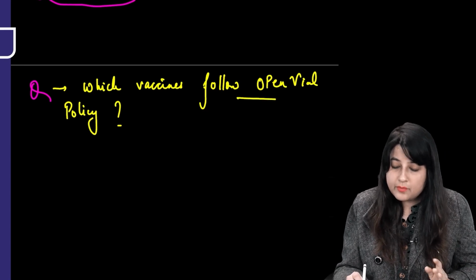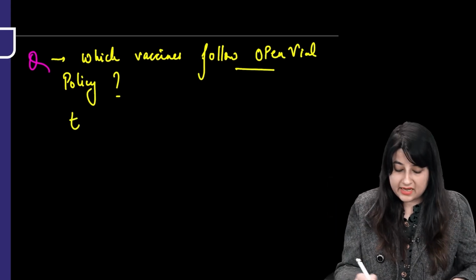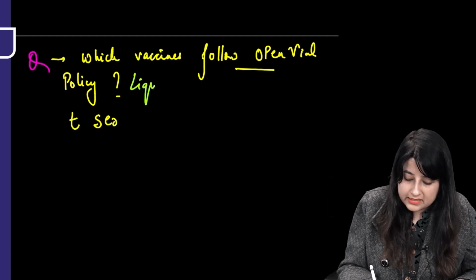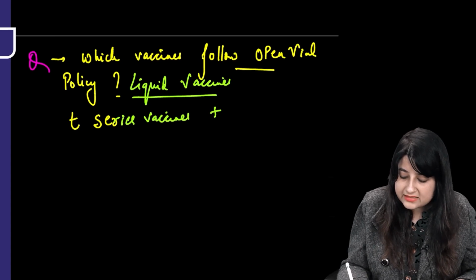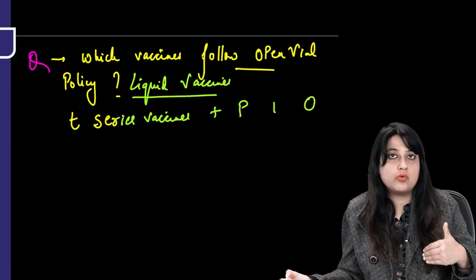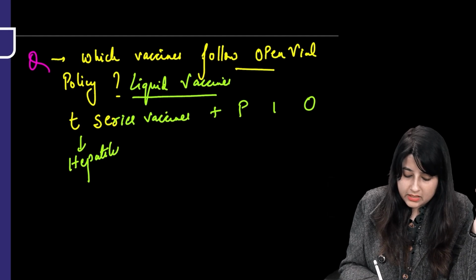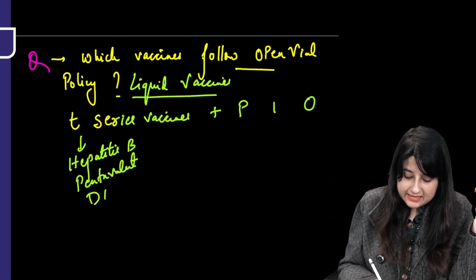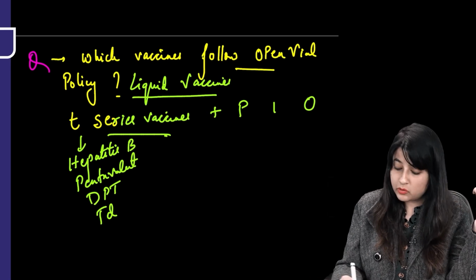So which vaccines follow open vial policy? For this, what is your mnemonic? You just have to remember the liquid vaccines. The bigger answer is all the liquid vaccines. And what were the liquid vaccines, guys? The T series vaccines plus PO, which is drink. The T series vaccines I just told you: Hepatitis B, pentavalent, DPT vaccine, TD vaccine. All these follow open vial policy, plus PO.